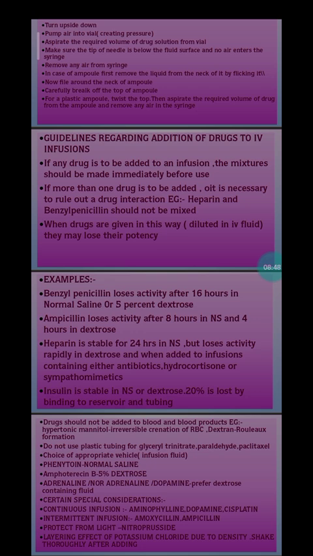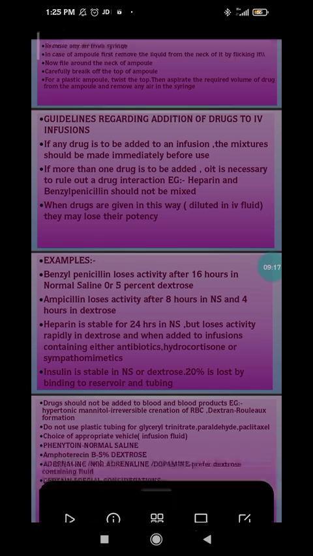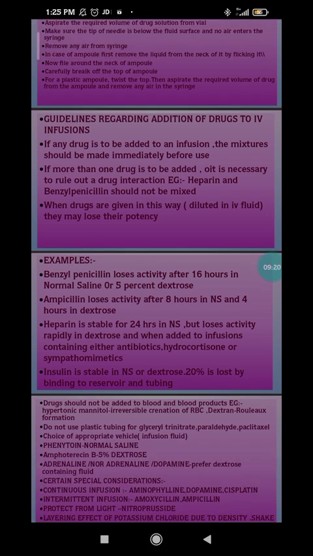Phenytoin in normal saline, amphotericin B in 5% dextrose, adrenaline, noradrenaline or dopamine prefer dextrose-containing fluid. Certain special considerations: continuous infusion in case of aminophylline, dopamine and cisplatin; intermittent infusion in case of amoxicillin, ampicillin. We have to protect from light in case of nitroprusside, and there is a layering effect of potassium chloride due to density. Shake thoroughly after adding. So this was my point of view on intravenous drip setting.